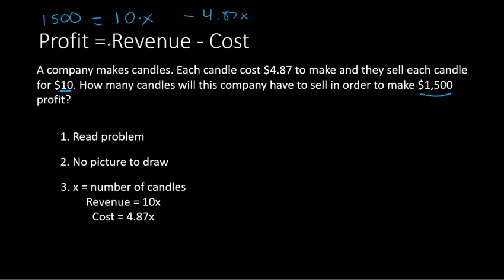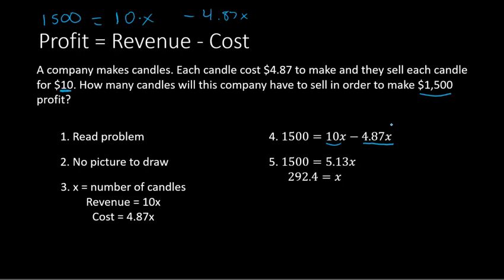So here we see an equation. We have 1500 equals 10x minus 4.87x. And then if we combine like terms, 10x minus 4.87x gives you 5.13x. Then divide both sides by 5.13, and that gives you 292.4. So what this means is that the company needs to sell 292.4 candles, but you can't sell a part of a candle, so you round it up to 293. So we can conclude that the company will need to sell 293 candles to make $1,500 profit.